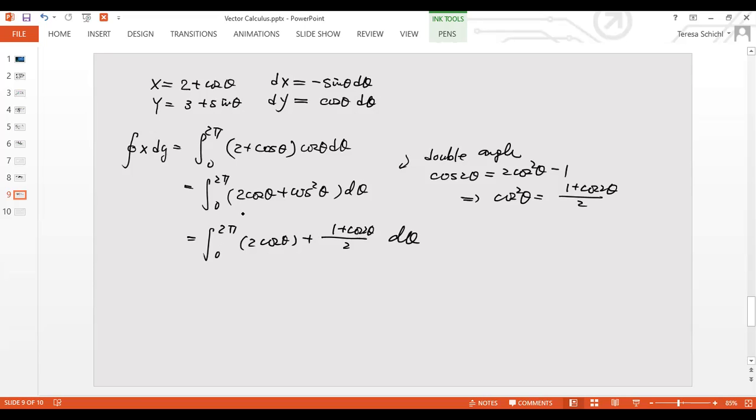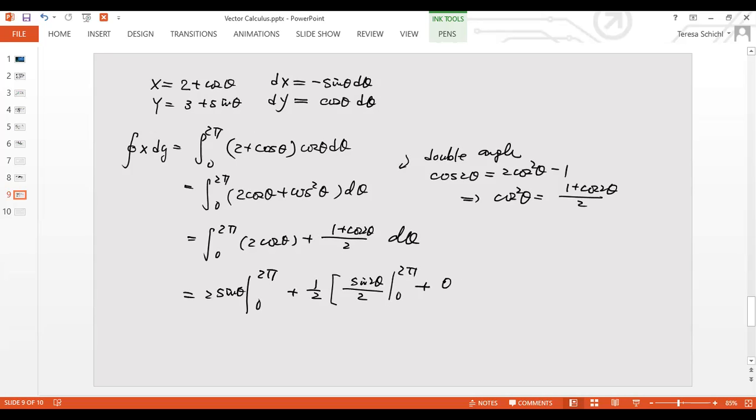Okay, so you're integrating these here. So this will be 2 sine theta from 0 to 2 pi, right? Then these ones here, you can simplify that. That will be 1/2, then you will have here sine 2 theta over 2. Then this is 0 to 2 pi.